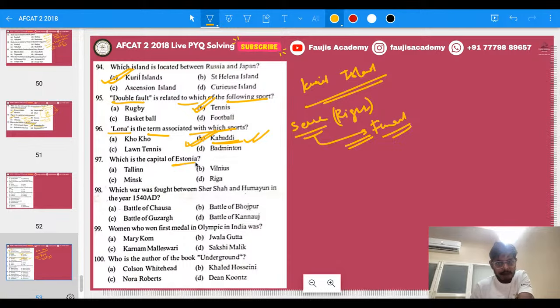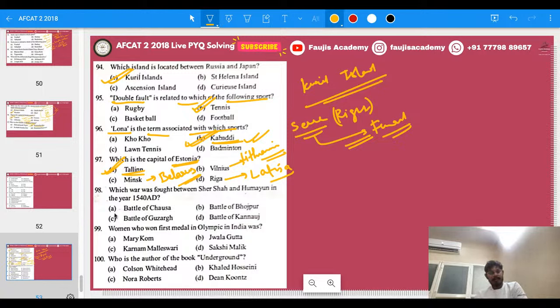Capital of Estonia is Tallinn. This is what we have learned. Capital of Latvia is Riga. Vilnius is Lithuania. And the capital of Belarus is Minsk.